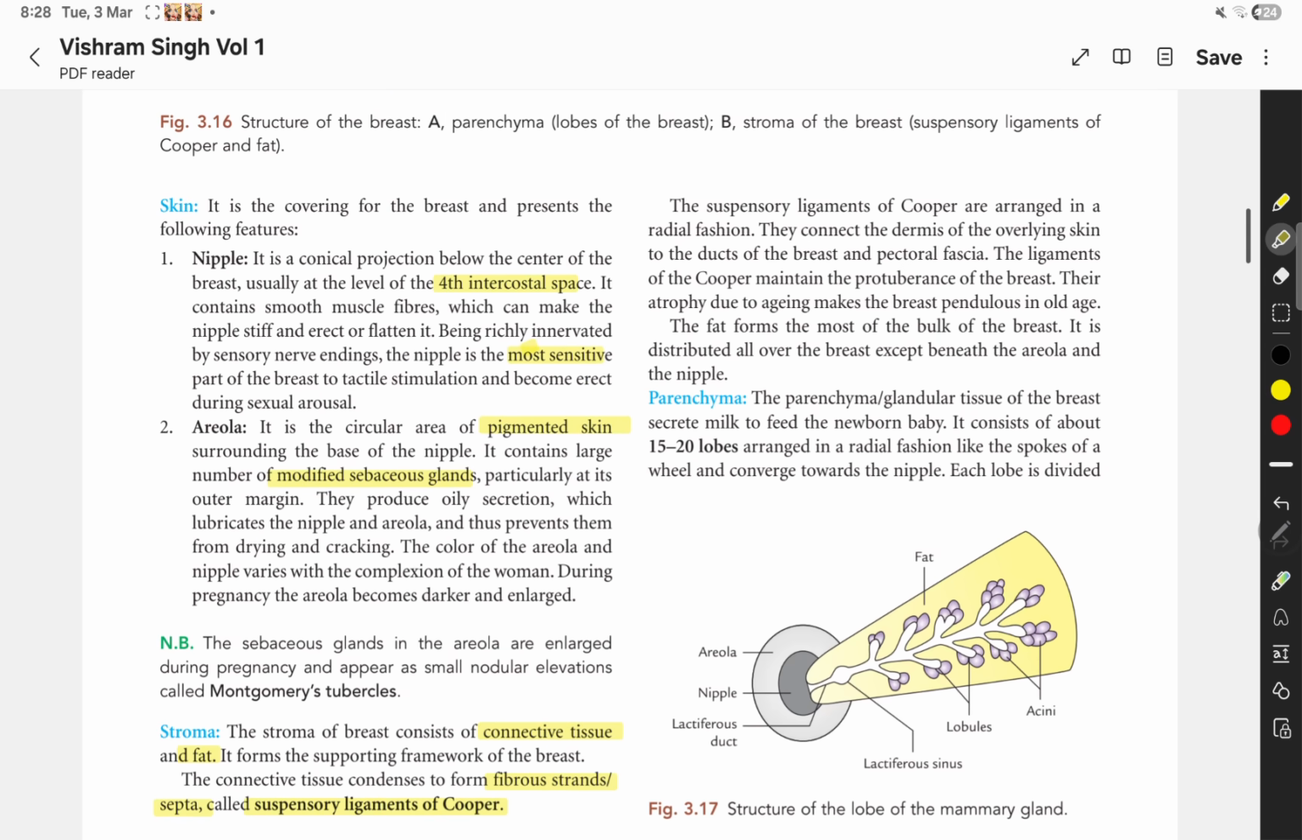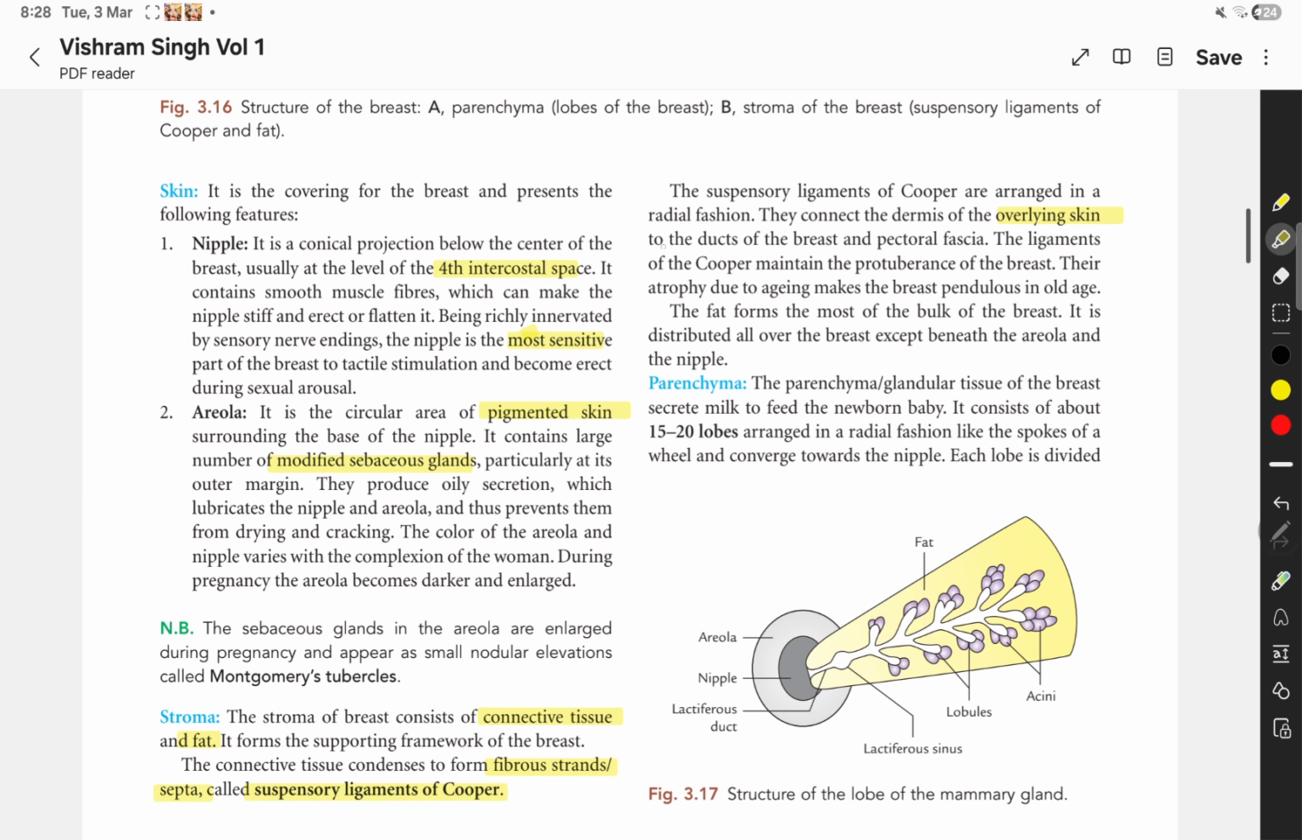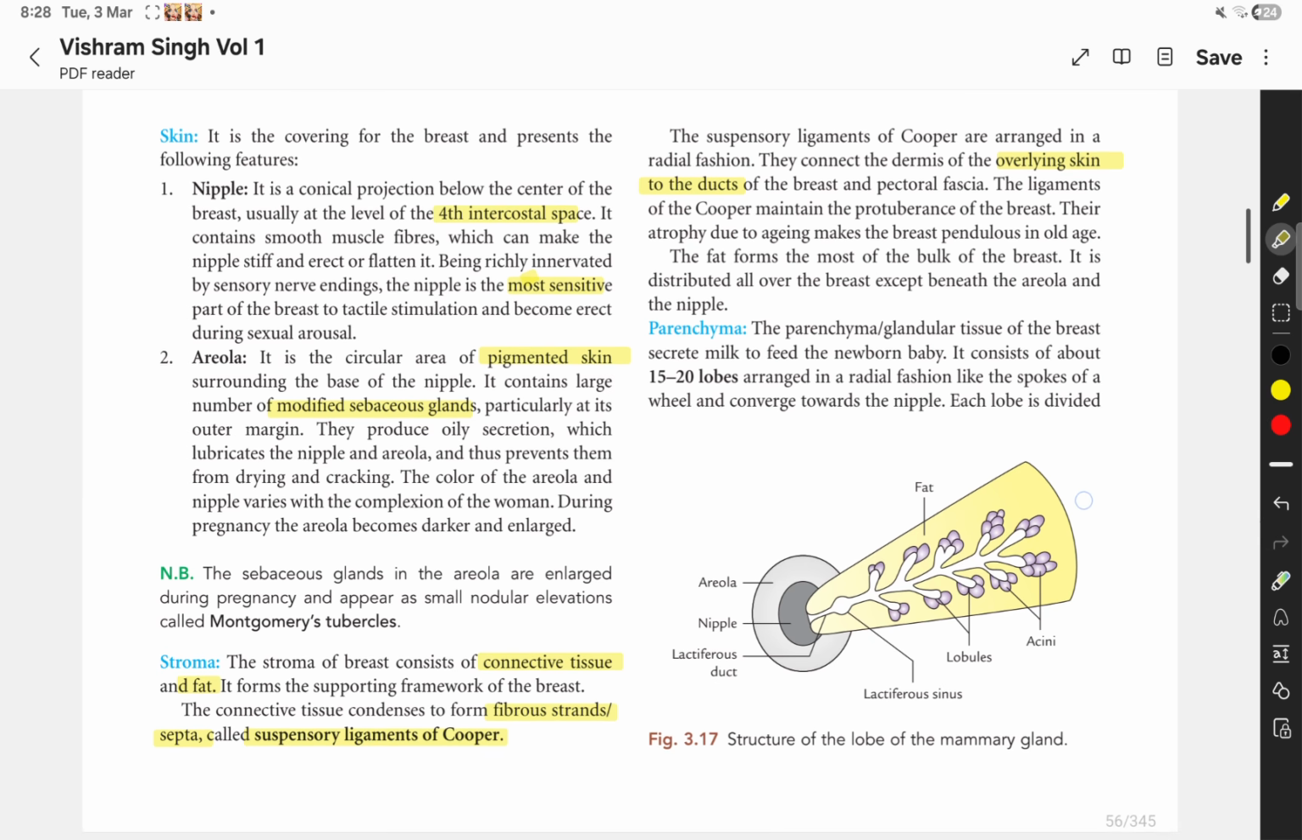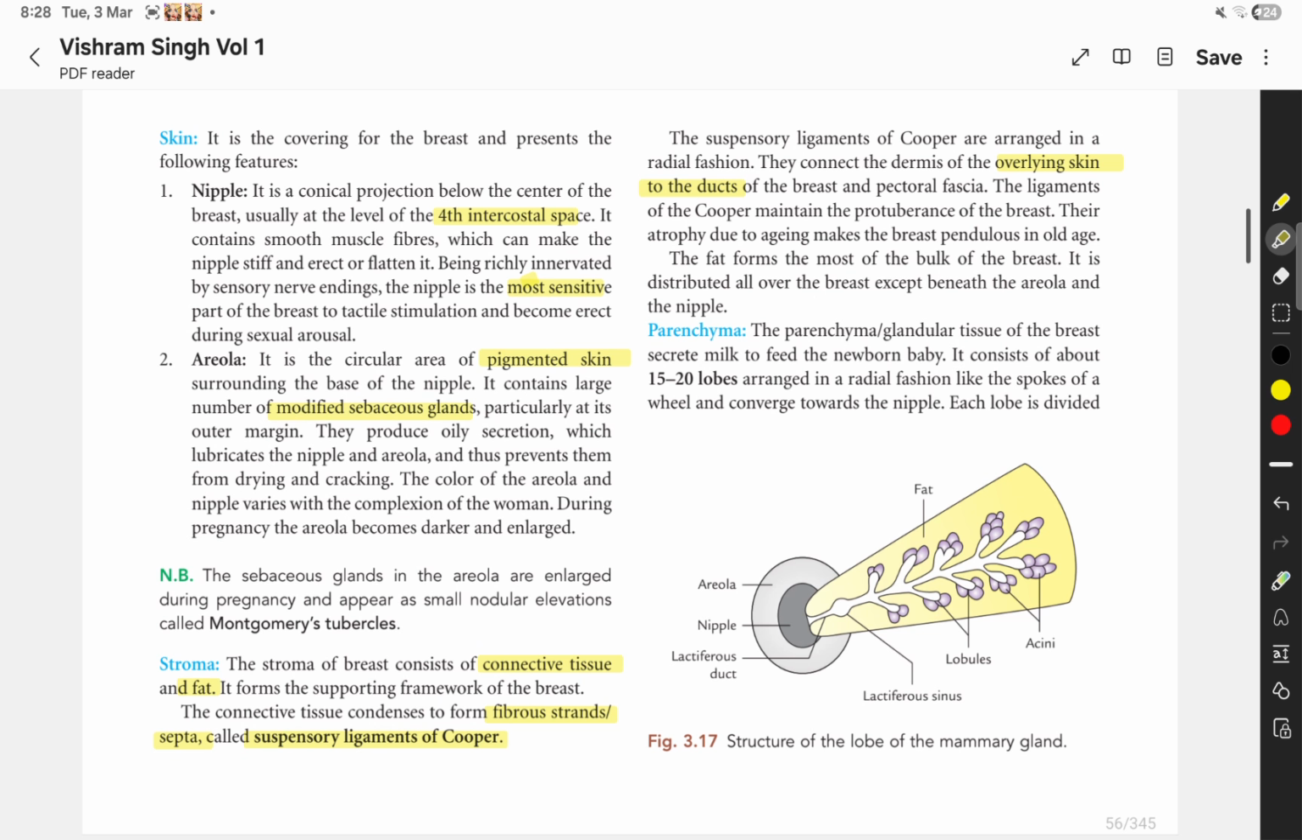The suspensory ligaments of Cooper are arranged in radial fashion. They connect the dermis of overlying skin to the ducts of the breast and pectoral fascia. The ligaments of Cooper maintain the protuberance of the breast. Their atrophy due to aging makes the breast pendulous in old age. The fat forms most of the bulk of the breast. It is distributed all over the breast except beneath the areola and nipple.